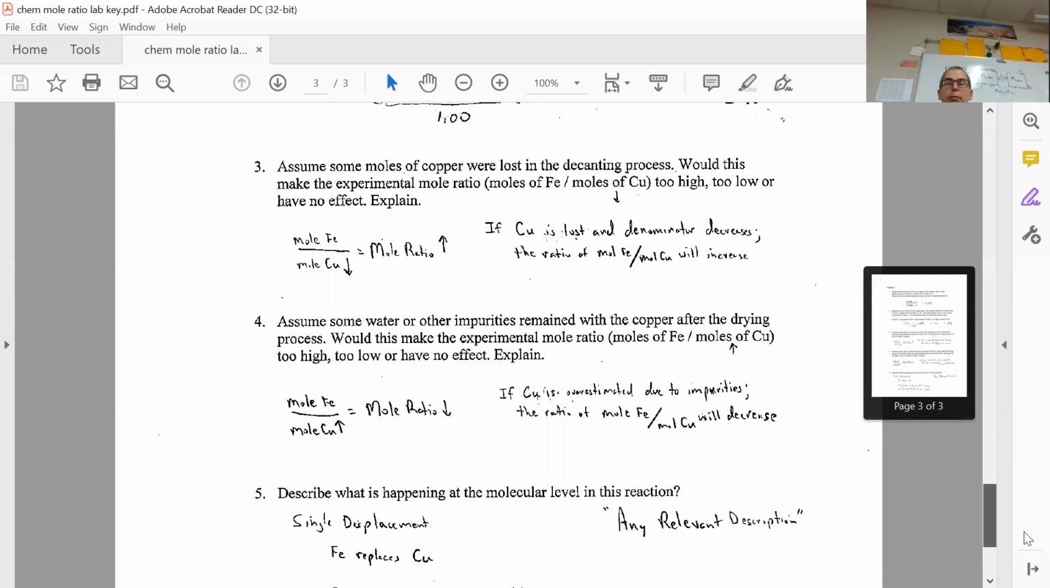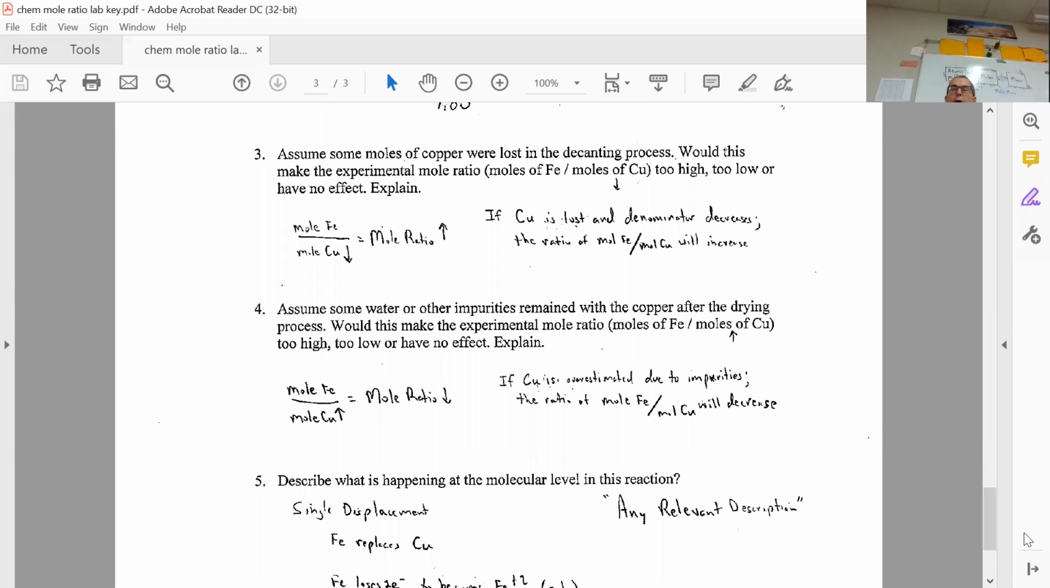So then we talk about some possible errors. What if I maybe washed it too many times? Every time you wash it, you're pouring it down the sink, you might lose a little bit of copper that shouldn't be gone. So you keep washing, you keep washing, you keep washing, you lose a little bit of copper. So your denominator decreases as you lose copper, which makes what? If the denominator decreases, the numerator stays the same, it makes your mole ratio actually appear to be bigger as the moles of copper decreases and iron stays constant.